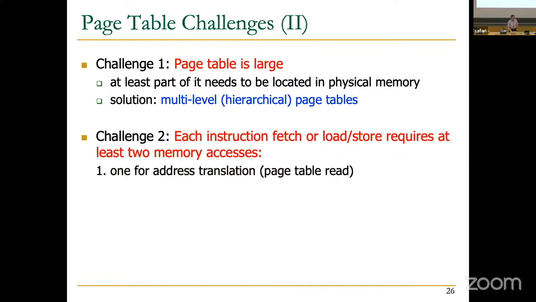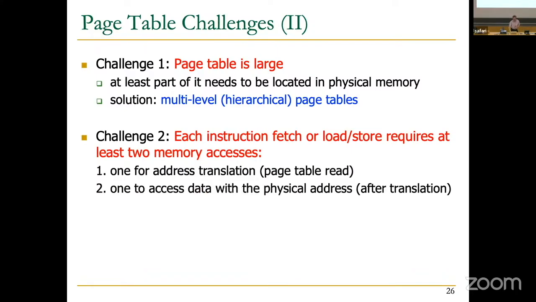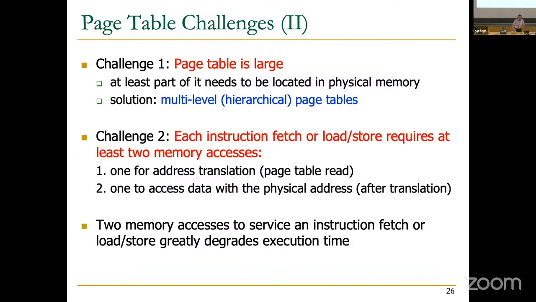Basically, 1 memory access for address translation, you read the page table, and then want to access the data with the physical address after translation, right? This is the good case, but in the bad case, it could be lots of page faults also, as you can see, right? So with a hierarchical page table, that 2 goes to maybe 4, 5, 6, 7, right? Depending on how many levels you have. But let's assume it's 2. Even 2 is bad, right?